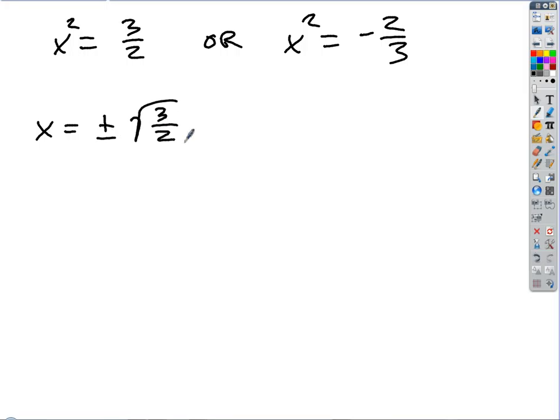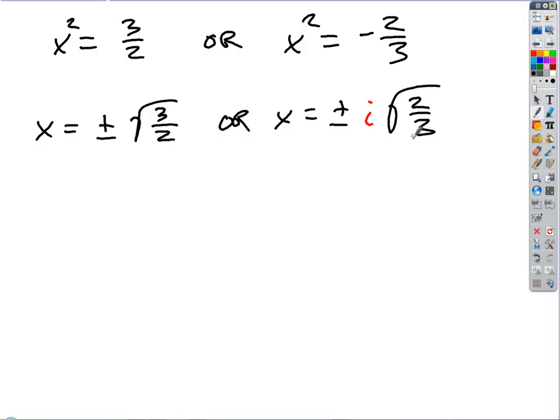So this question gives 4 answers? Yeah. Or x equals, now what's this one going to be? I'm taking the square root of a negative, so I'm going to get i times the square root of 2/3. So I get 4 answers: plus or minus the square root of 3 halves, those are my 2 real answers in this case, and I get 2 imaginary answers, plus or minus i times the square root of 2/3.